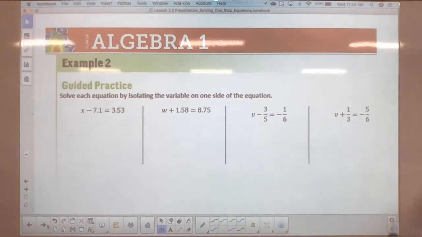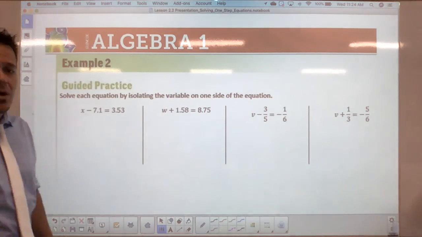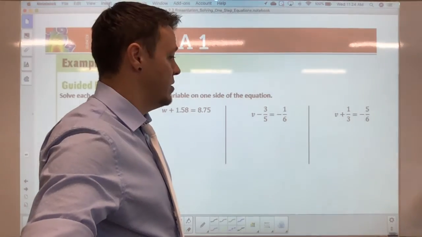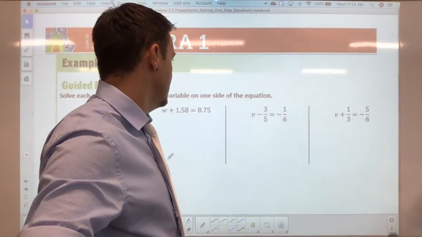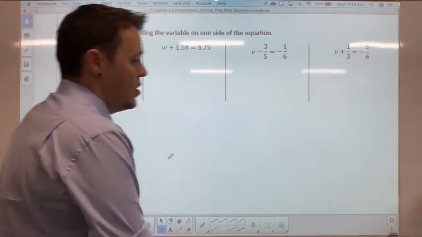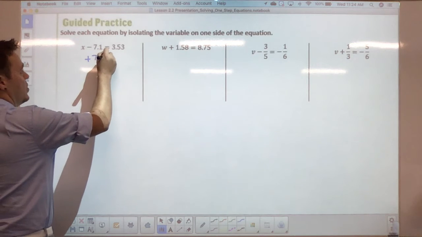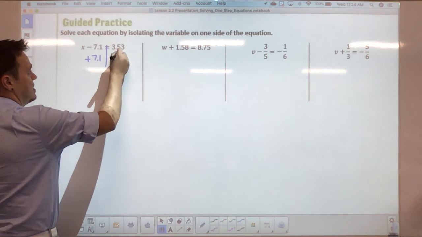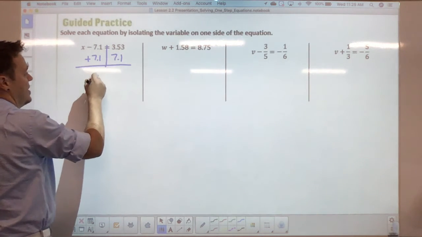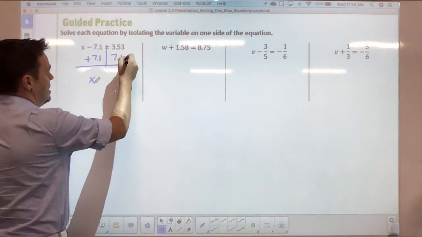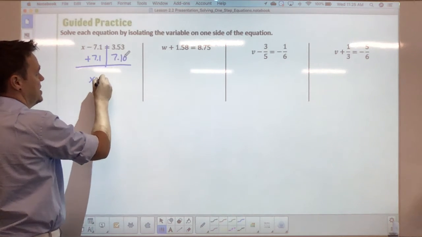All right, I want you to practice on these 4. On these, as you guys are going through, this will be the last little note for this video here. We're going to go through these real quick. Make sure you guys add 7.1 to both sides. Okay, and then as you go, you'd have x, because that cancels out. And then I'm going to put a 0 to help me with the addition of it.